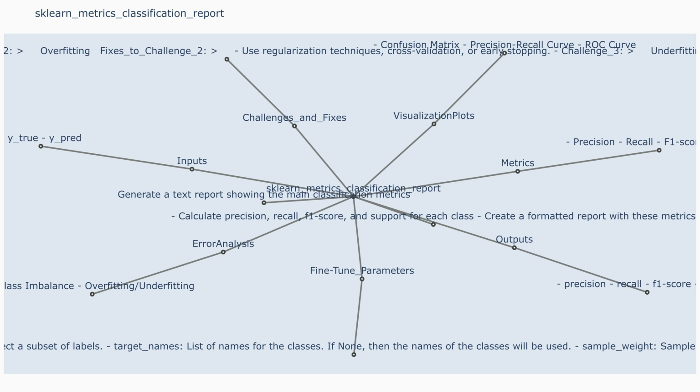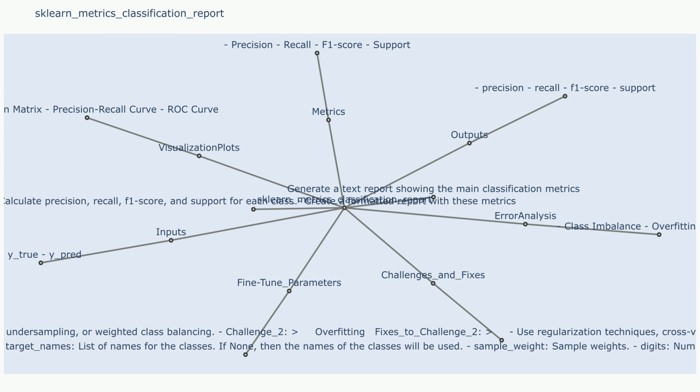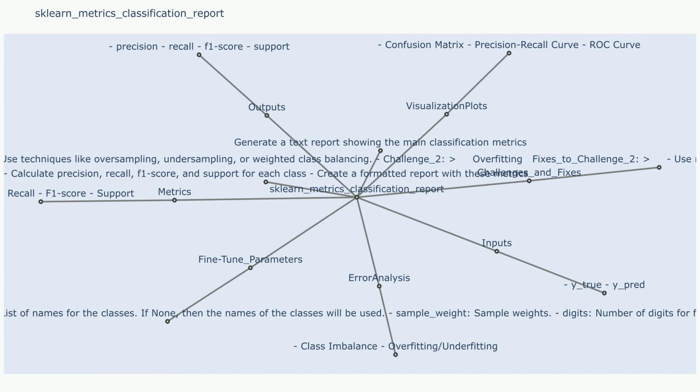sklearn.metrics.classification_report. Description. Inputs. y_true: the true labels of the data. It should be an array or list of integers or strings representing the actual classes of the data points. y_pred: the predicted labels from the classification model. It should be an array or list of integers or strings representing the predicted classes for each data point.